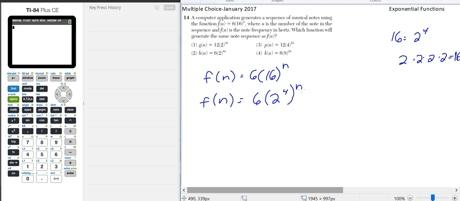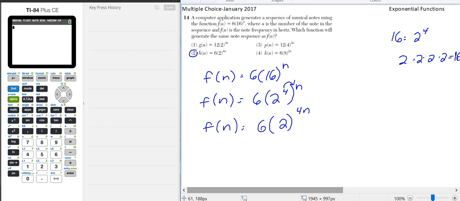And now you're allowed to bring numbers or variables inside or outside of the parentheses however you want. Let's say 6 times 2 to the 4n. You're allowed to do that. You're allowed to bring this 4 out and put it next to the n. And now the equation resembles h of n, 6 times 2 to the 4n.